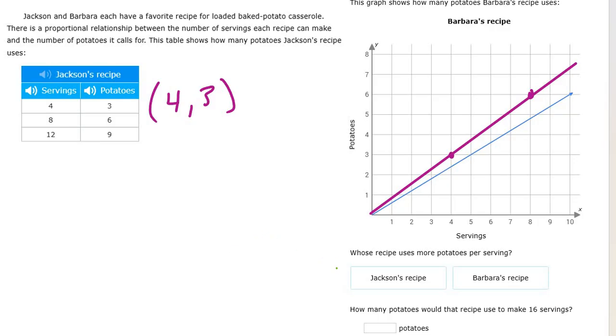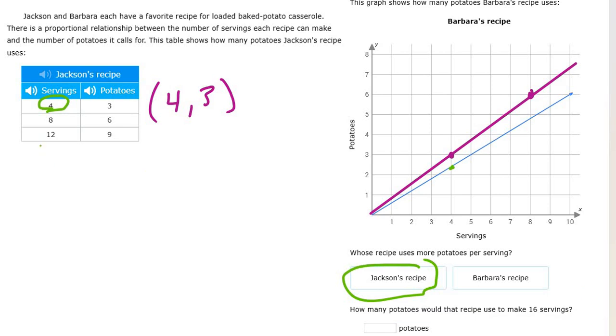Whose recipe uses more potatoes per serving? Well, that would be Jackson. We can kind of look at it because if I compare the same amount of servings, so for 4 servings for Barbara, that would be about, it looks like 2.4, 2.5, something like that. We don't know exactly for sure. But then the question is, how many potatoes would that recipe use to make 16? So we're looking at Jackson.